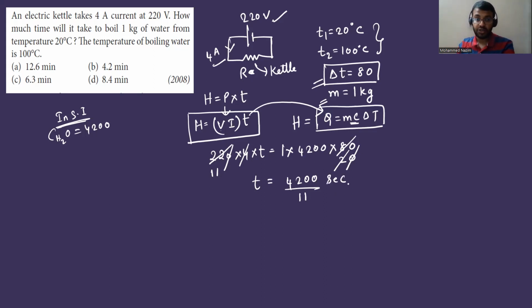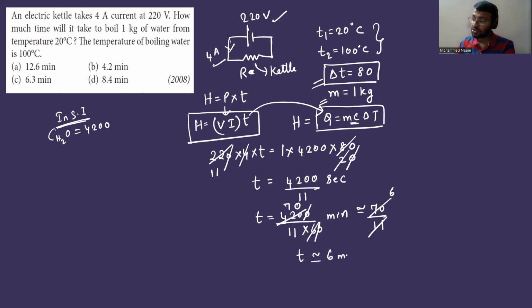We'll get it in seconds, but the options you can see clearly are given in minutes. So let us try to do some approximation. So 4200 by 11. How do you convert seconds into minutes? You will divide by 60. This will get converted to minutes. 0 will cancel. 6 6s are 36, 6 7s are 42, and 0 is there. 70 by 11. So 11 6s are 66 and 11 7s are 77. So this is approximately close to 6. So somewhere time will be close to 6 minutes, and that matches with option number C. Slightly more than 6 it will be, and I have used safe approximation, so it will be 6.3 minutes.